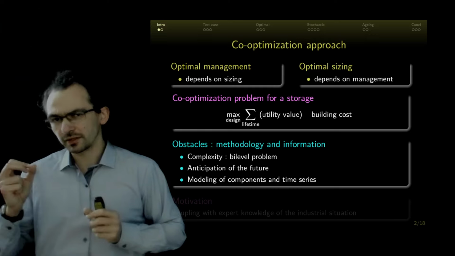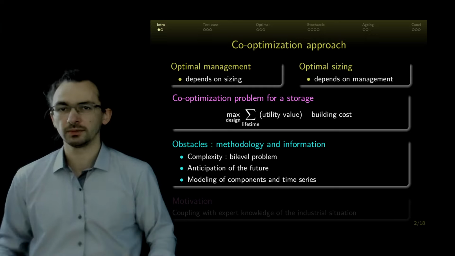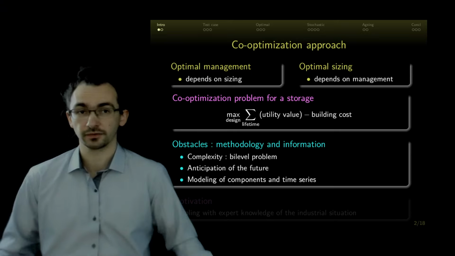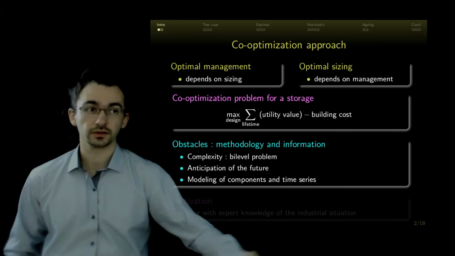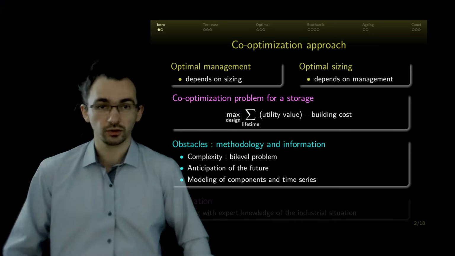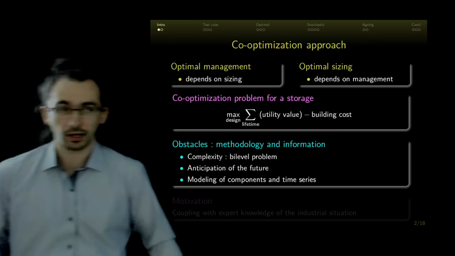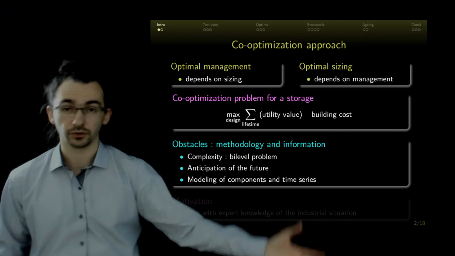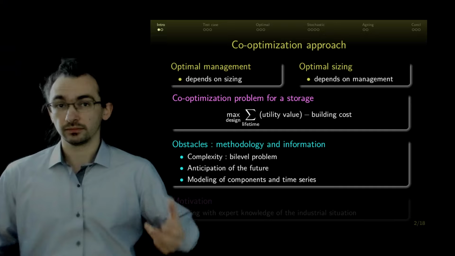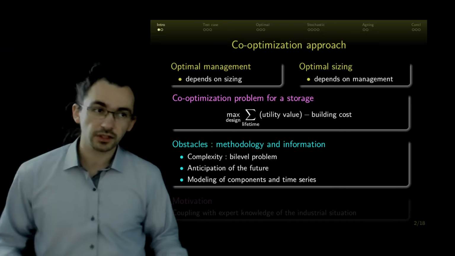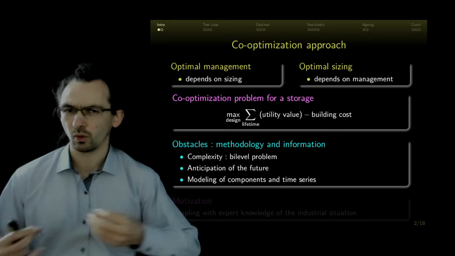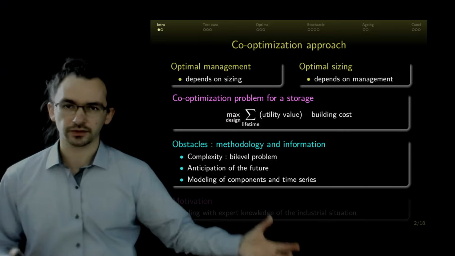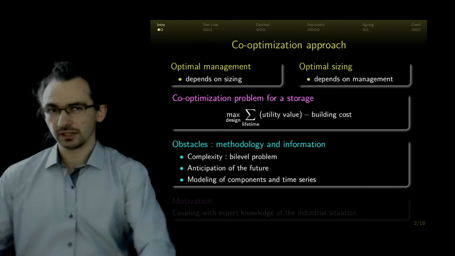However, maybe the most challenging obstacle that such a co-optimization approach will face is the anticipation of the future, because basically it is science fiction. I am trying to anticipate events during the entire lifetime of an asset, which could be decades. And I am compelled to confess that I don't know what will happen during decades in the future. So I will have to take into account some uncertainties about all the time series, about all the models of how the components will age, will decay, and so on. And all of this cannot be known for sure.